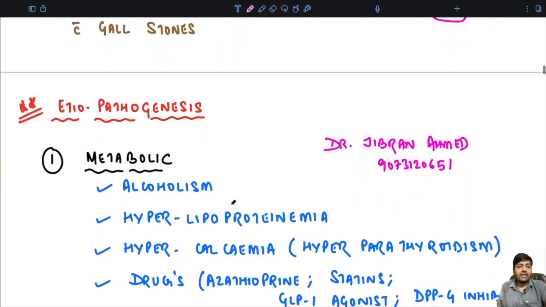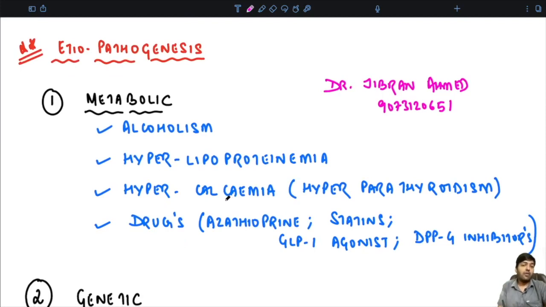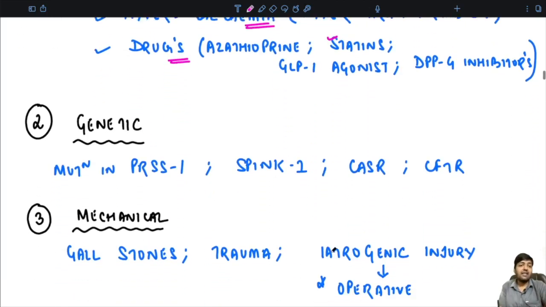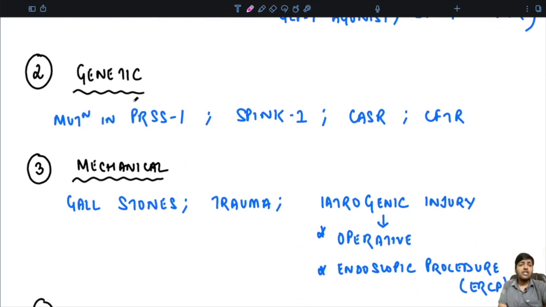Okay. Now let us look at the etiopathogenesis of acute pancreatitis. First of all, we will look at the etiologies. The first etiology that we are going to see is metabolic. So alcoholism, hyperlipoproteinemia, hypercalcemia which may be secondary to hyperparathyroidism, and the ingestion of certain drugs like azathioprine, statins, GLP-1 agonists and DPP-4 inhibitors. All these are the metabolic causes which can lead to acute pancreatitis. Then there are certain genetic causes which we will read in detail. Mutations in genes like PRSS1, SPINK1, CASR or CFTR can lead to acute pancreatitis, or might precipitate an attack of acute pancreatitis.